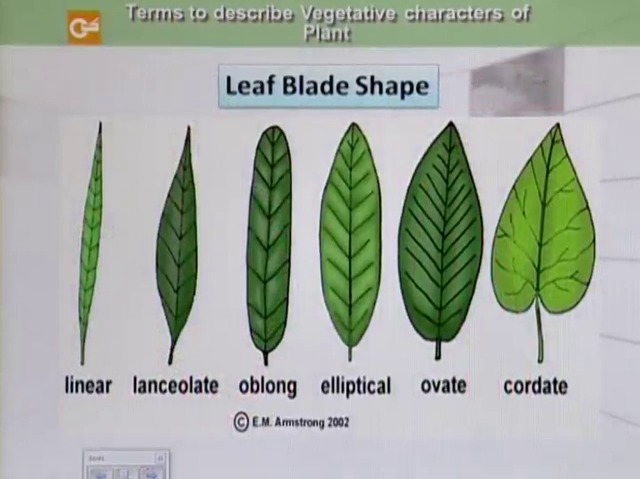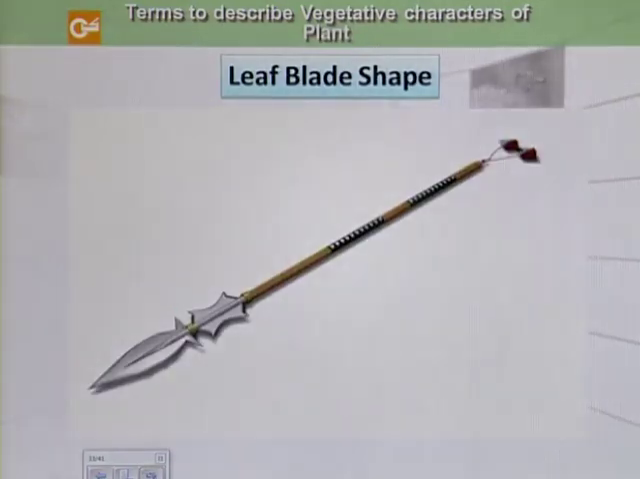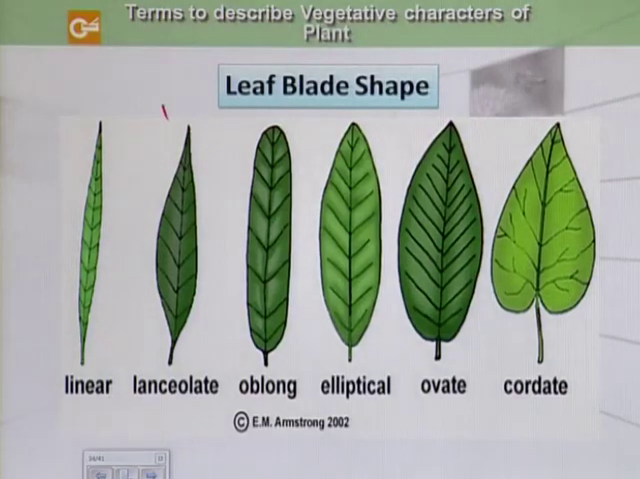Then we have various leaf blade shapes. We can see here that number 1 is linear. It is a narrow leaf blade. And number 2 is lanceolate. Lanceolate is actually lens shaped. What is a lens? This is actually a lens. This is a weapon. You can compare the shape of this lens with this type of leaf, which is called lanceolate.